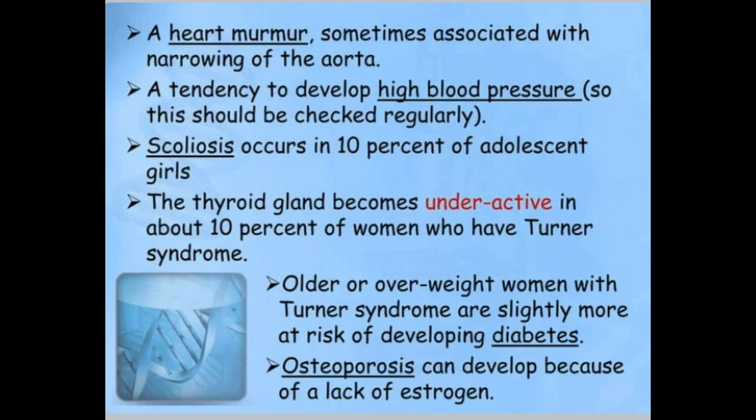The thyroid gland becomes underactive in about 10% of the women who have Turner syndrome. Older or overweight women with Turner syndrome are slightly more at risk of developing diabetes. Osteoporosis can develop because of a lack of estrogen.